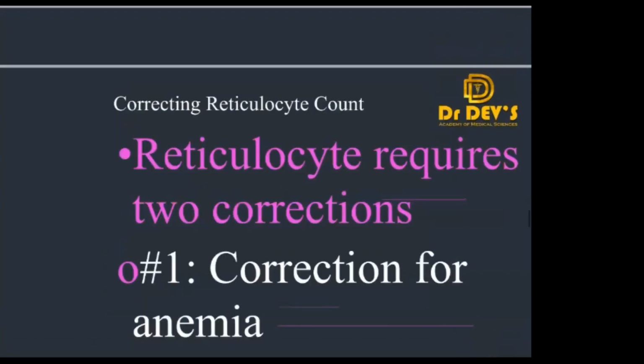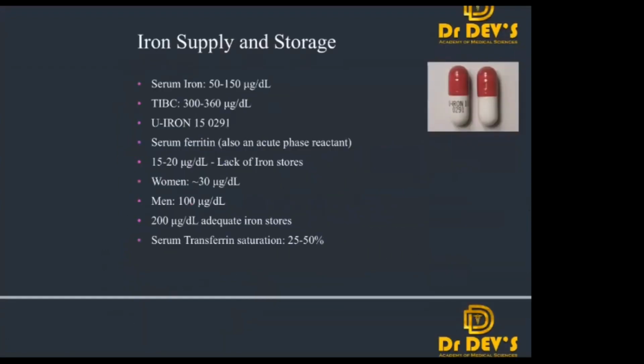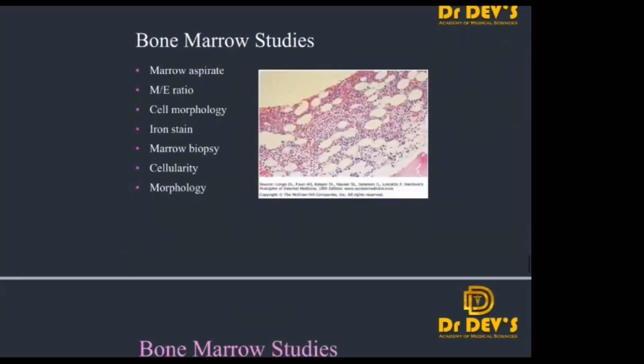Reticulocyte count, I have explained how to calculate the corrected. There are the iron supplies and storage. What is the treatment of anemia? That we will study later. Then there are bone marrow studies.